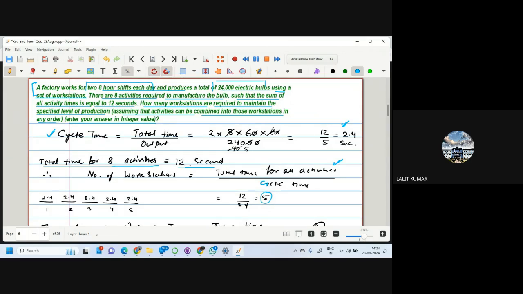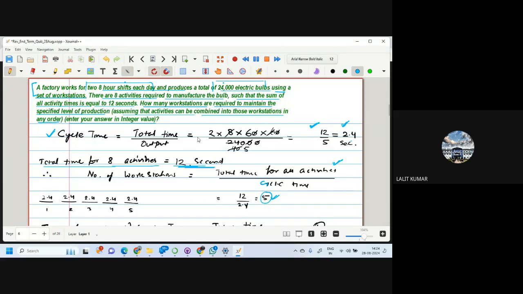Or shall I repeat again? So how to approach this question? Total output, total time taken. So we find the cycle time from here. This is the current cycle time. Then what is the total time for these 8 activities, which is 12 seconds. You divide this 12 by 2.4 and you get the number of workstations.